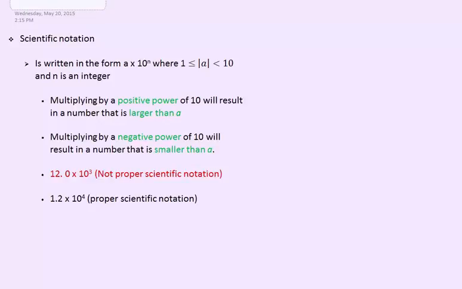Multiplying by a positive power of 10 will result in a number that is larger than a. Multiplying by a negative power of 10 will result in a number that is smaller than a. So in our example below, we see 12.0 times 10 to the third. Since 12 is bigger than 10, this is not the proper way to write in scientific notation. Instead, we would write this value as 1.2 times 10 to the fourth.